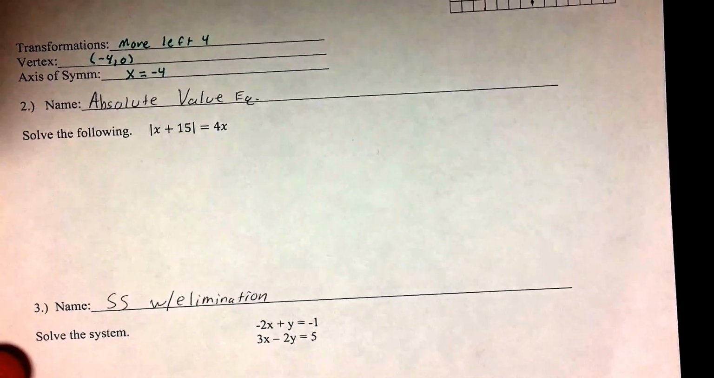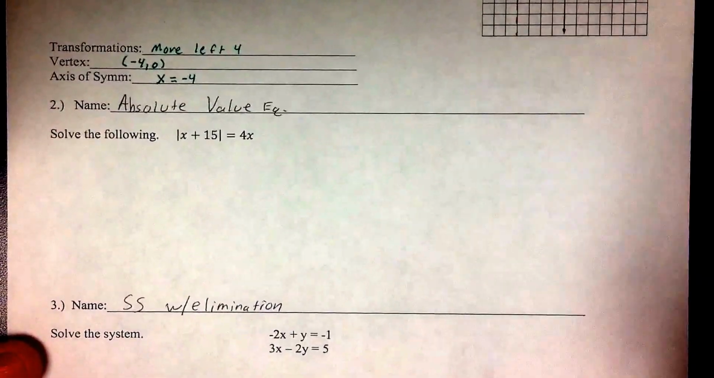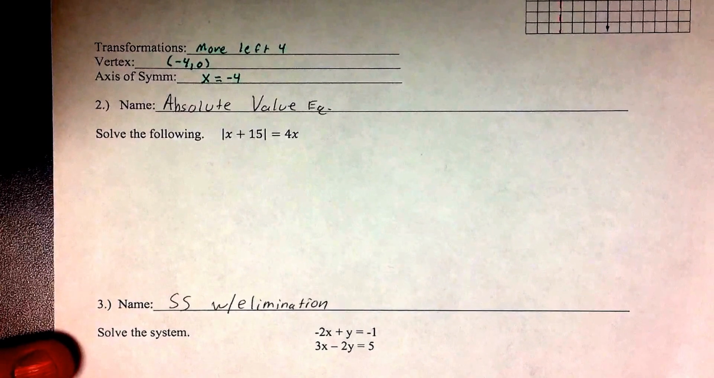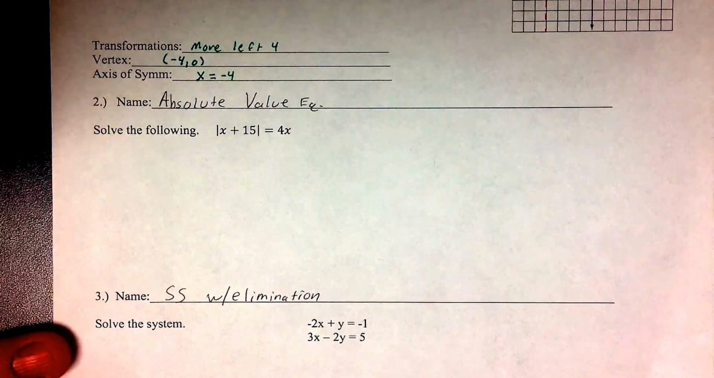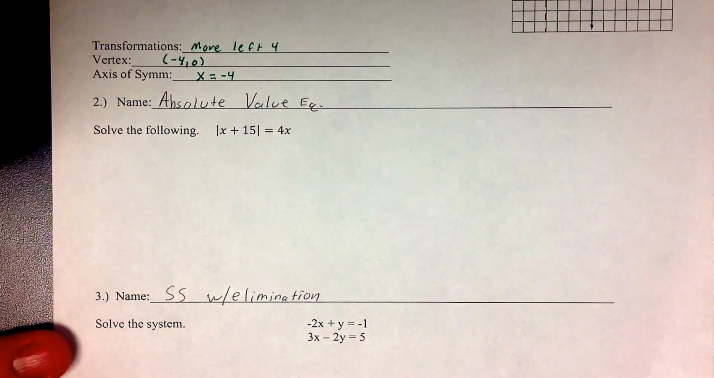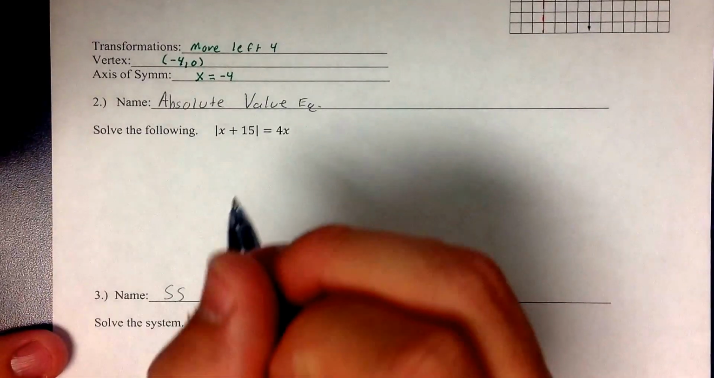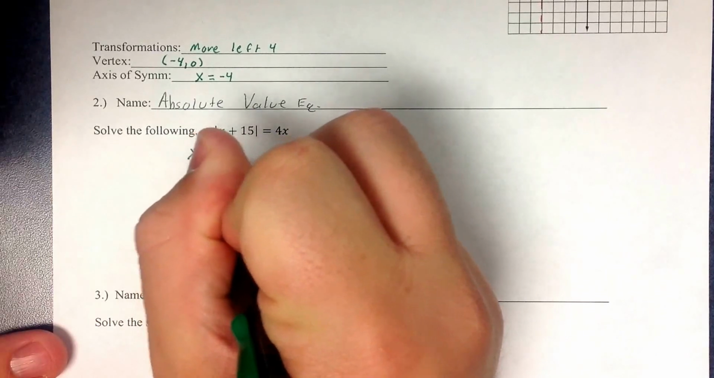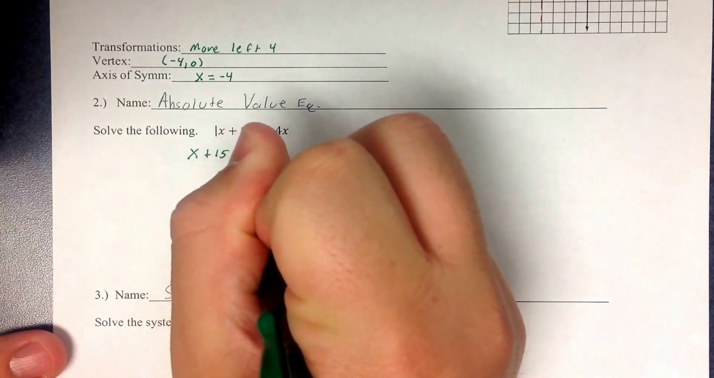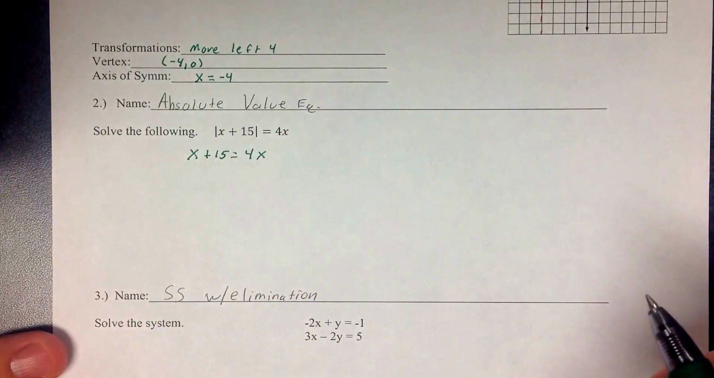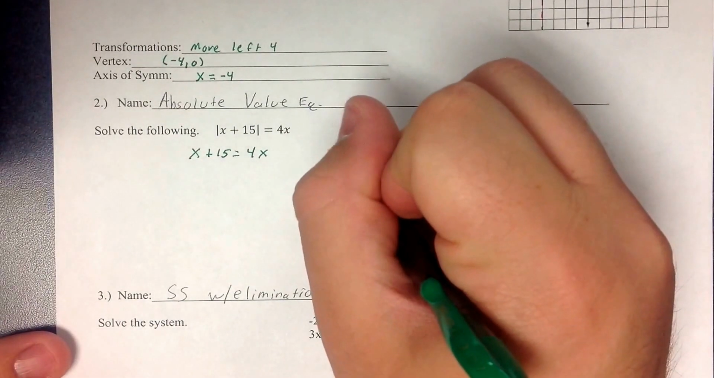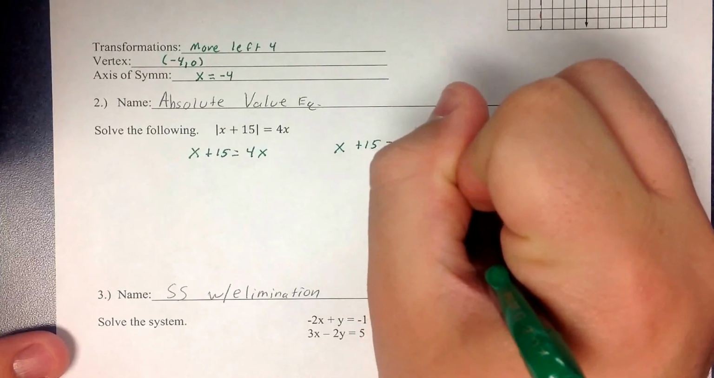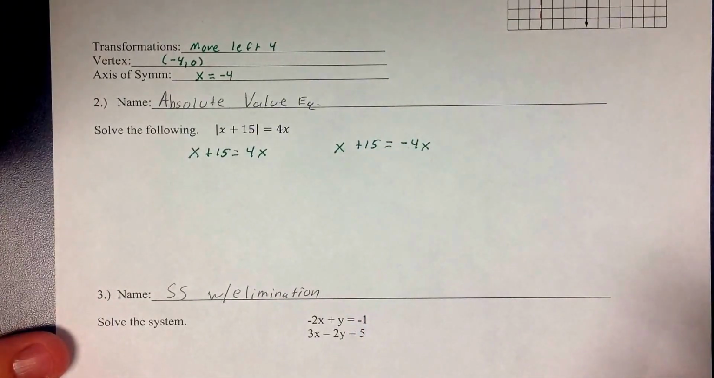Okay, number 2, we're going to be looking at absolute value equations again, just an extension from the first 9 weeks. So it says solve the following: absolute value of x plus 15 equals 4x. So we still set it up the same way. I still take what's inside the absolute value and set it equal to what's on the right hand side, and take what's inside the absolute value and set it equal to the opposite of what's on the outside.